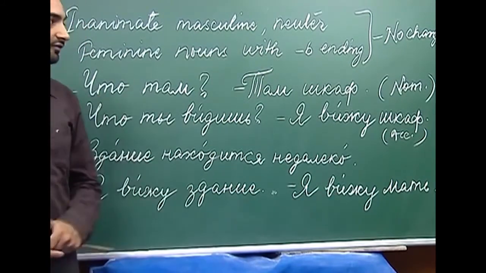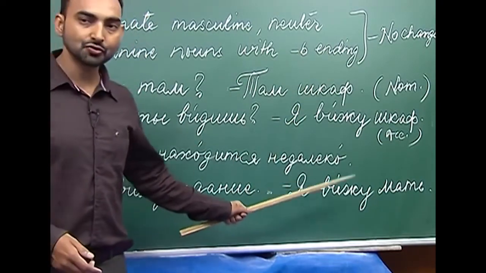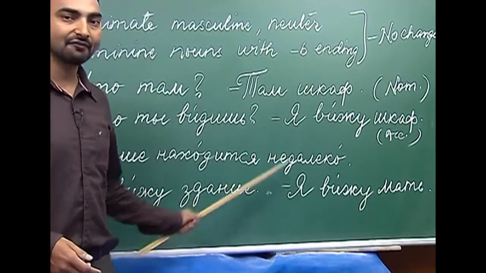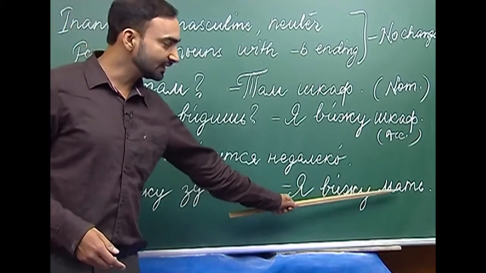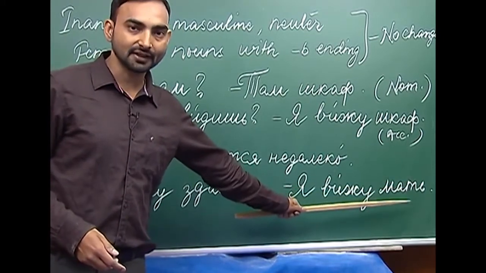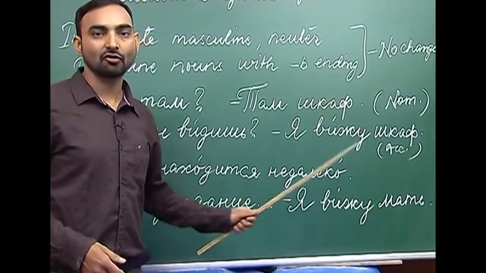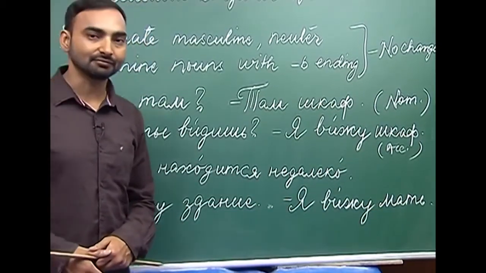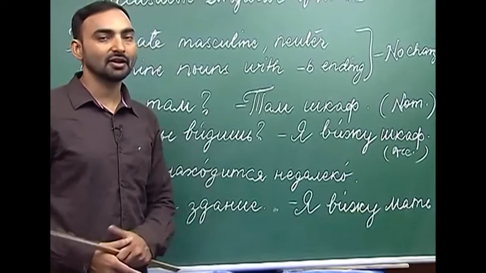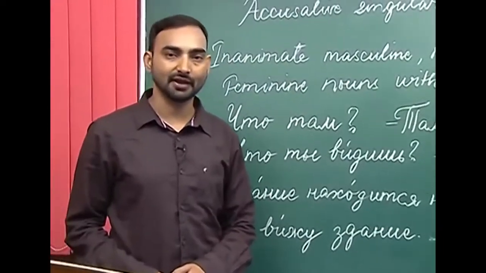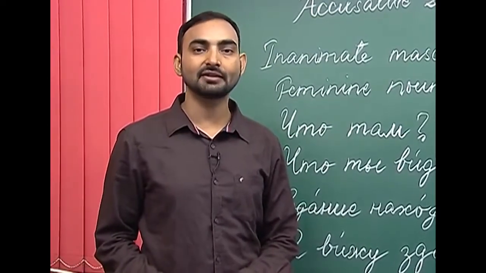The third category was feminine nouns with soft sign ending. Я вижу мать. I am seeing mother. So mother here is the direct object in this sentence, in the accusative case. As you can see, мать in the nominative case is also the same. So the feminine gender nouns with soft sign ending also do not change their form in the accusative case. Now we will learn the nouns which change their forms in the accusative case.